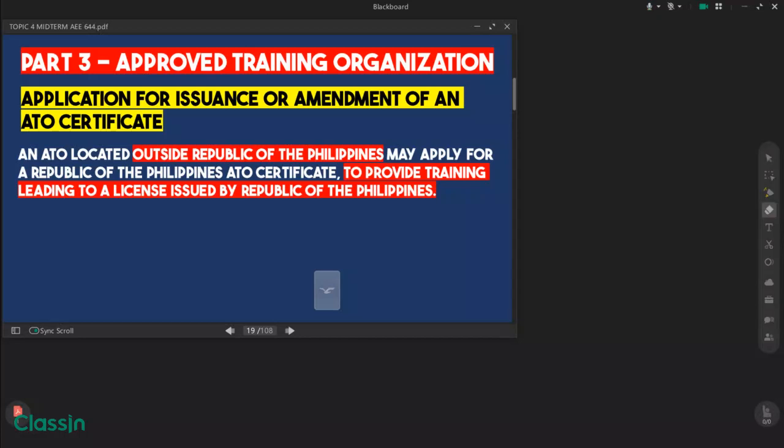So, may mga naka-highlight tayo dito. So, an ATO located outside Republic of the Philippines, ibig sabihin, hindi siya nakalocate sa Pilipinas, may apply for a Republic Philippines ATO certificate to provide training leading to a license issued by Republic of the Philippines. Ibig sabihin ito, kahit international corporation ka or international organization, pwede kang mag-conduct ng training sa Pilipinas basta yung training mo ay naka-connect sa curriculum na kailangan sa licensing dito sa Pilipinas. So, dapat bind siya or nakasunod siya sa standards ng CAAP natin. Lalo na sa flight school at sa maintenance training program. Okay?